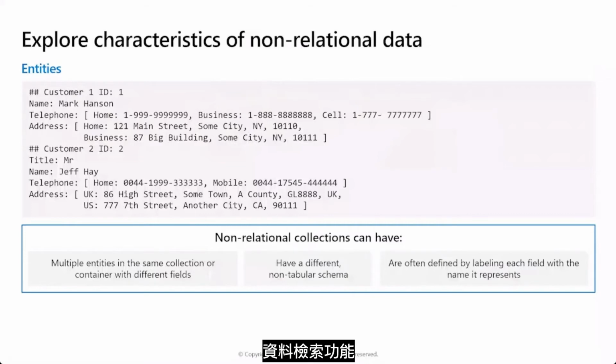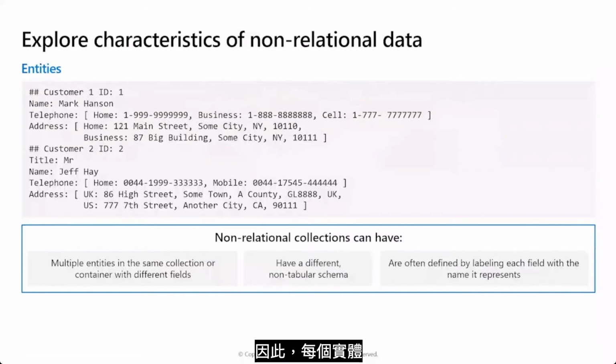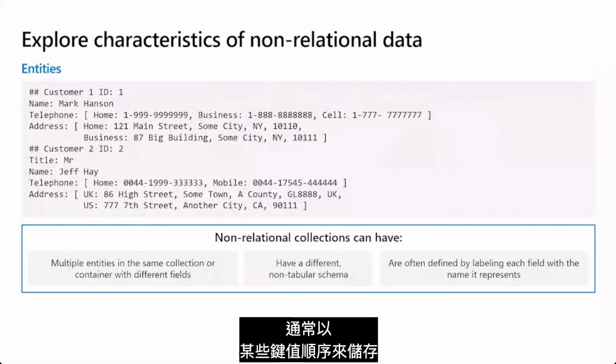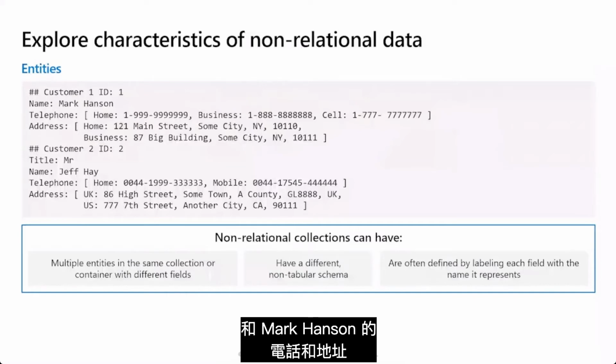The data retrieval capabilities that a non-relational database offers can actually vary. Each entity should have a unique key value. For example, the ID needs to be unique. The entities in the collection are usually stored in some key value order. For example, the key here is ID, name, telephone, and address, and the value would be 1, Mark Hansen, the phone numbers and addresses of Mark Hansen.